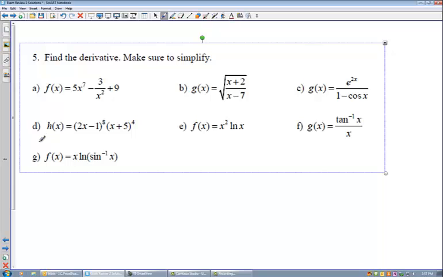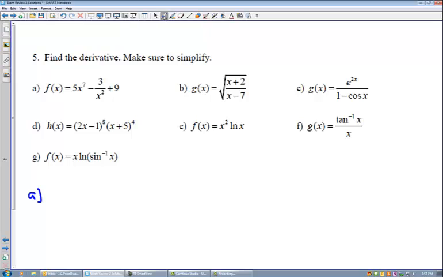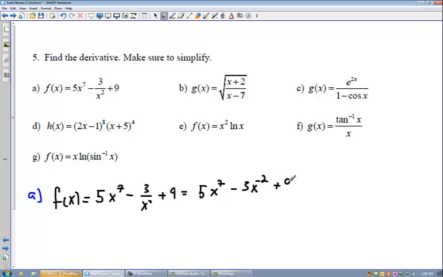Let's start here with number 5, part A. And we'll just copy them down as we go. Let's switch back to black. And so I have f of x equal to 5x to the 7th minus 3 over x squared plus 9. Now before I can take this derivative, I need to write this as a power of x. So I'm going to write this as 5x to the 7th minus 3x to the negative 2 plus 9. So I just rewrote it in a form that I can take the derivative of.